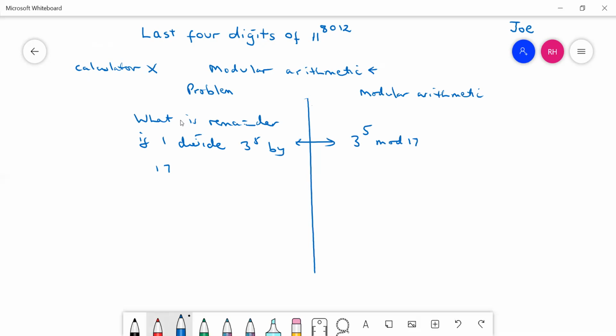Okay, so now let's look at the problem back up here. I'll just direct your eyes back here. This is actually the problem we're trying to solve, the last 4 digits. So you might want to just pause and think about that for a sec. Is there some way that we can express the last 4 digits of 11 to the power of 8,012 in modular arithmetic form? If you can do that, then we can move on to the second part, which is how we go about solving the modular arithmetic expression.